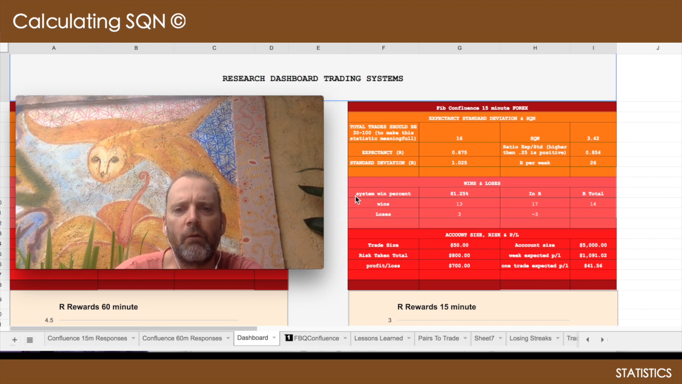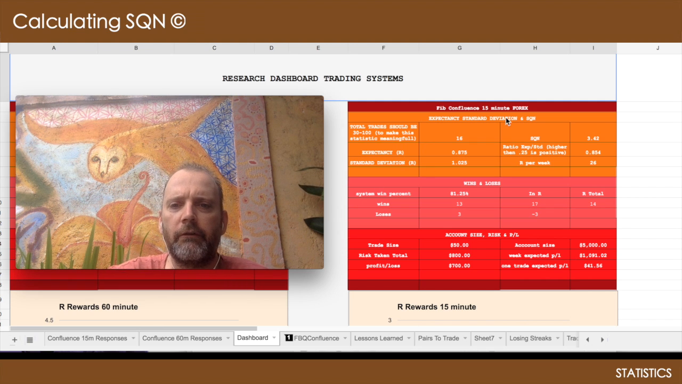The system quality number was developed by Dr. Van Tharp, and it consists of the standard deviation of the so-called R-multiple, which is the risk-reward ratio of all your trades. I'll explain it in a minute. It also uses the expectancy, and it's based on a total of 30 to 100 trades.